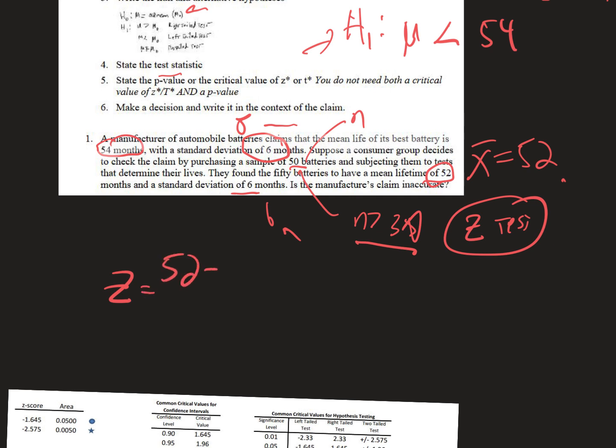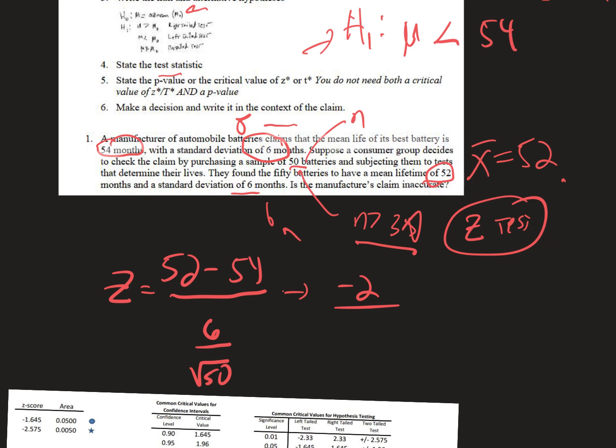The population mean is 54, and the standard deviation for the sampling distribution is the population standard deviation divided by the square root of the sample size, which is, what's the sample size? 50. So that's going to give me -2 on top, and what is 6 divided by the square root of 50? So I'm just going to key that right into my calculator. 6 divided by the square root of 50.